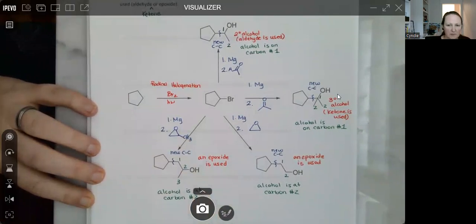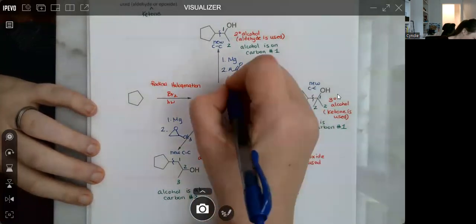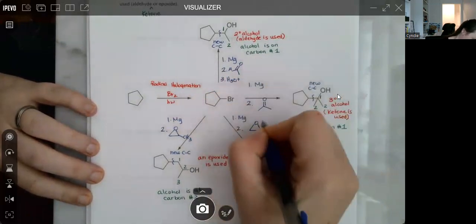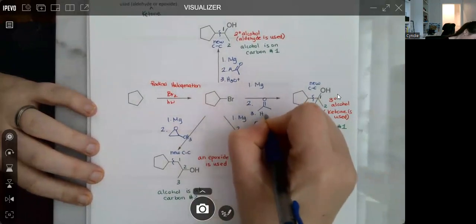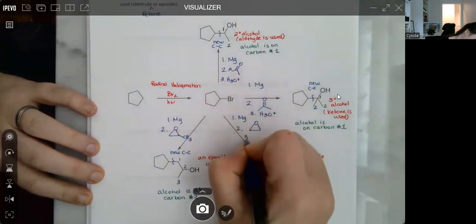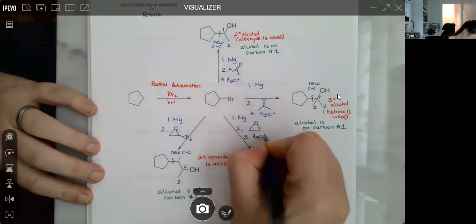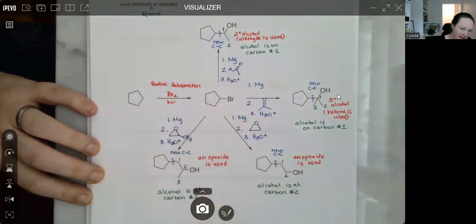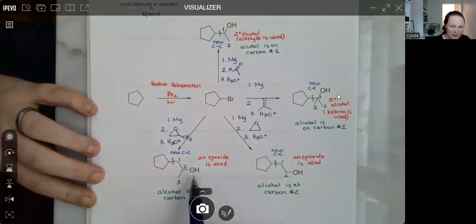Okay. Now, usually some acidic workup is also mentioned in each case, right? So I'll go ahead and add in the H3O plus third step in all of these reactions. And that provides the proton for the alcohol, right? And also quenches any excess Grignard reagent.